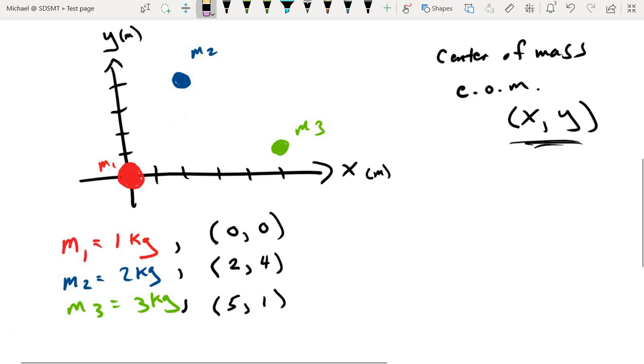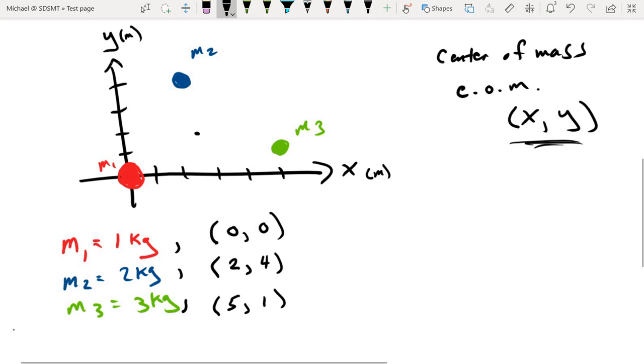And if it was a system that consisted of 3 identical masses, all 3 being the same mass value, then our center of mass would be the geometric center of the system. Problem is, the masses are not the same.